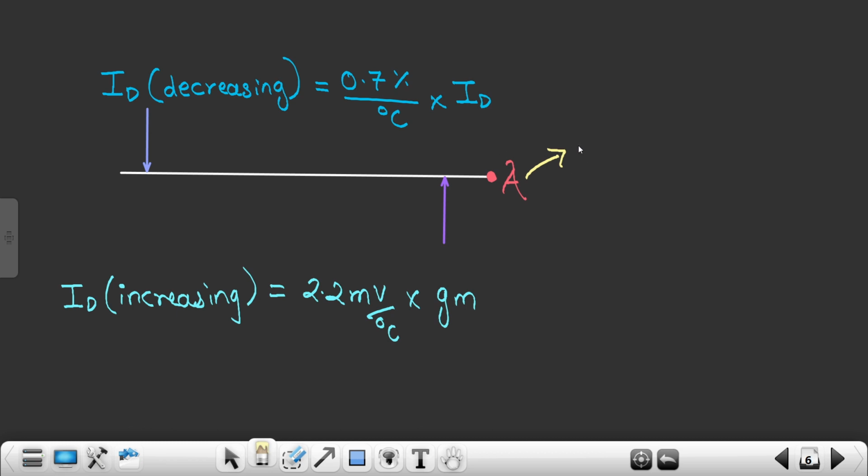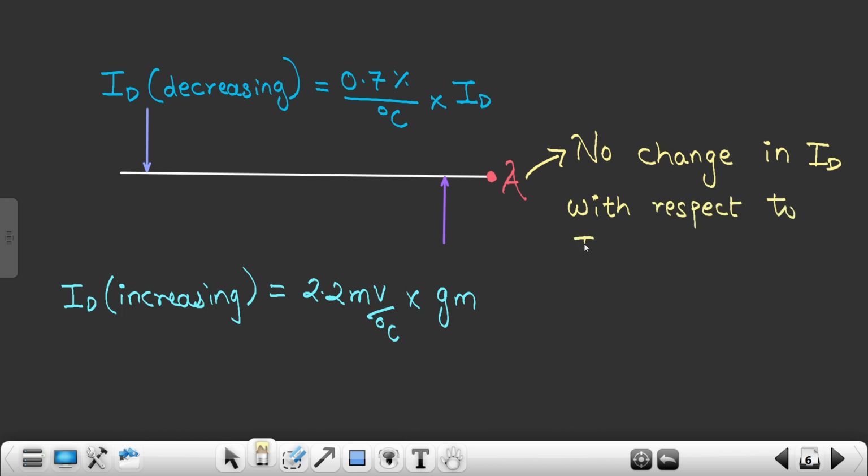Okay, so at point A, what we see is no change in ID with respect to temperature. Again I am repeating this part. See these two equations: the current ID is decreasing with respect to temperature, and at the same time the current ID is also increasing with respect to temperature, right? So basically we will get one point wherein the ID won't show any significant change with respect to temperature. Okay, so this is what I wanted to convey.